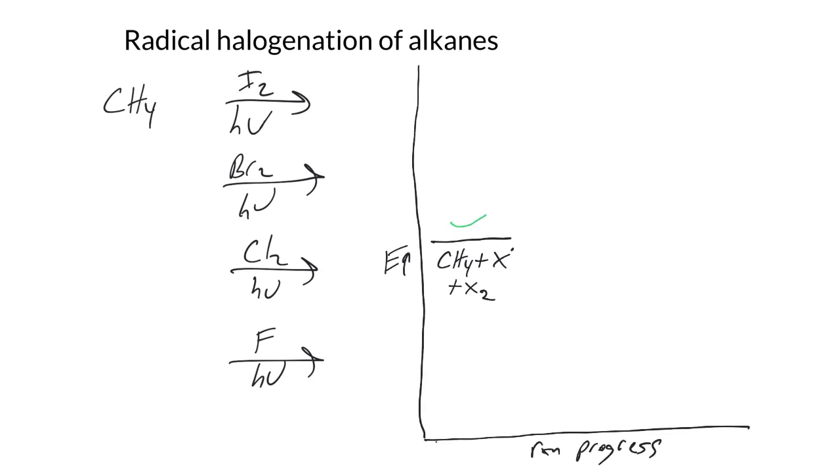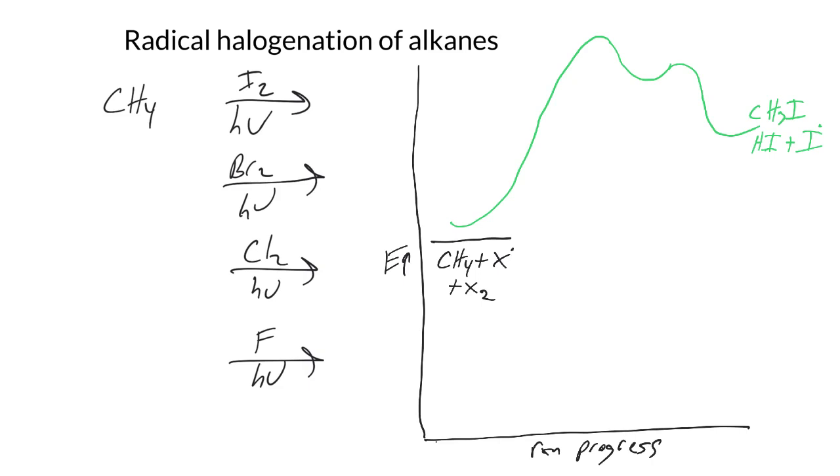If we react with iodine, the activation energy is really high, the intermediate is very unstable, and even the product is much less stable. So here at the end, we end up with CH3I plus HI plus an iodine radical. I'm not going to draw all the products for each one. I'll just draw the main organic product. So that's if we do iodine.